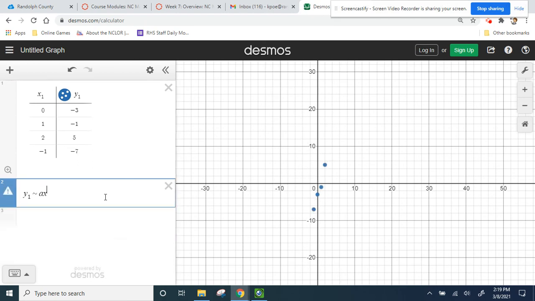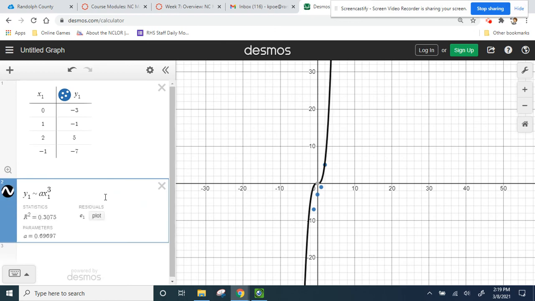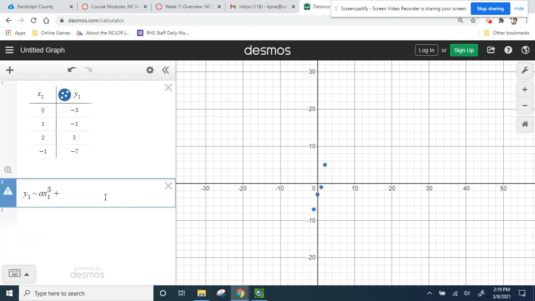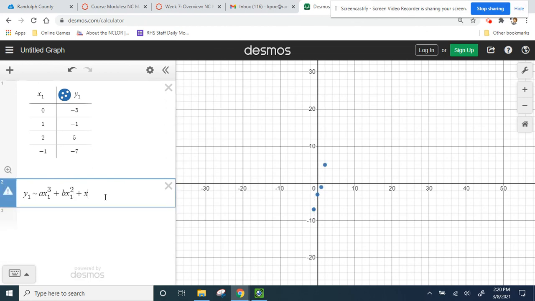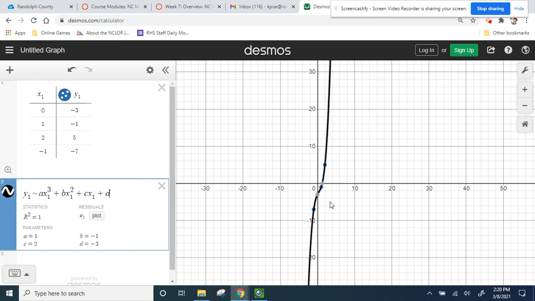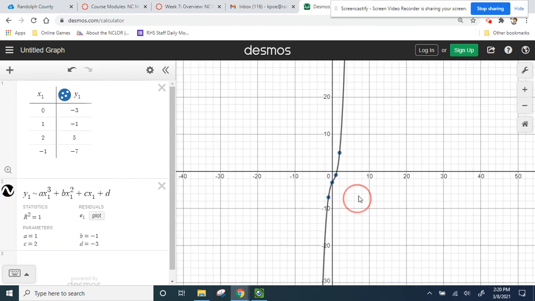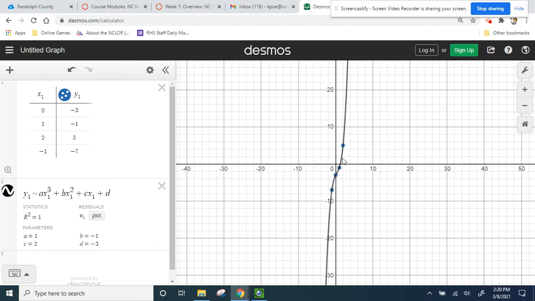So we've got ax1 cubed, there we go, plus bx1 squared, plus cx1 plus d. All right, now this time it looks like we go directly through the center of all of the points. So this is a cubic function.